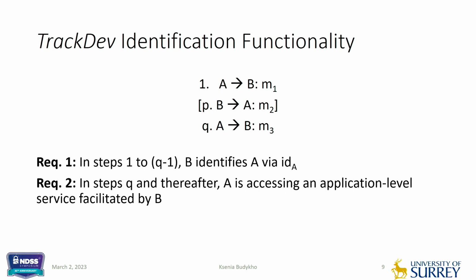We also have two functional requirements of the identification functionality, and that is in steps 1 to Q-1, so in the first and the optional steps, B identifies A as part of the message sent, and so regardless if Alice is using a temporary identifier or not, Bob always knows who Alice is explicitly. The second requirement that we have is that in steps Q and thereafter, A is accessing the service that B is facilitating based on the identification that just took place.